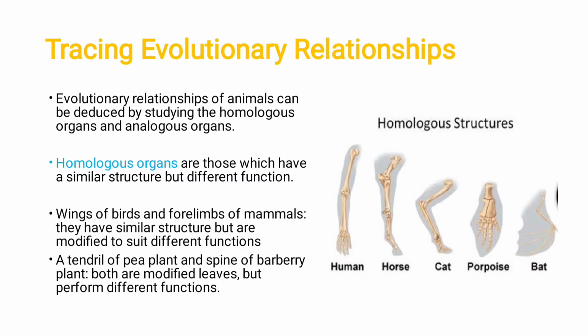Another example in the case of plants is the tendrils of the pea plant and the spines of the barberry plant. They both are modified leaves, but they perform different functions.